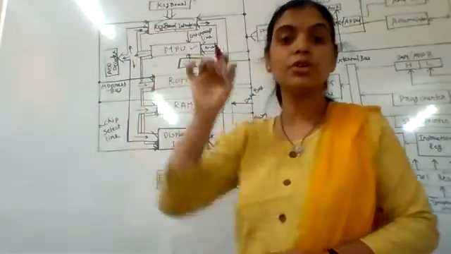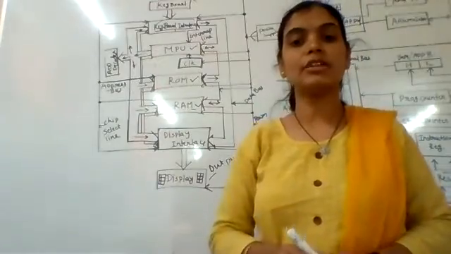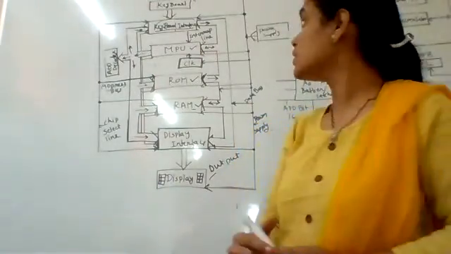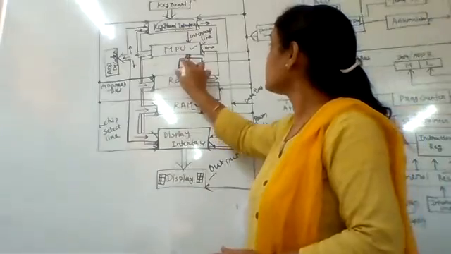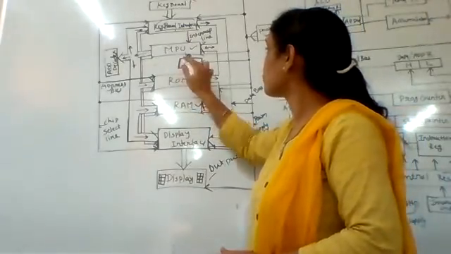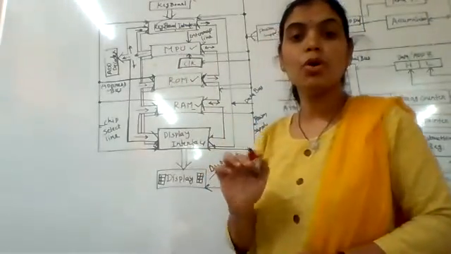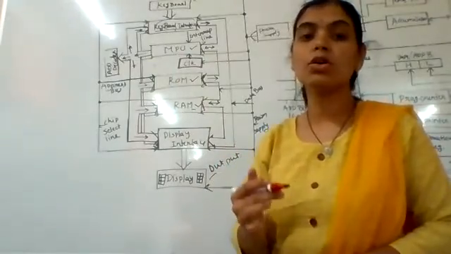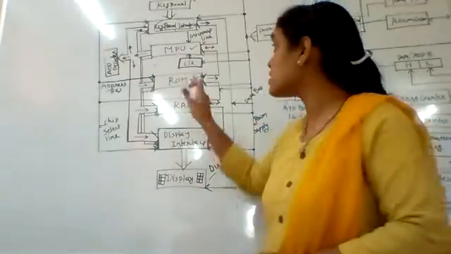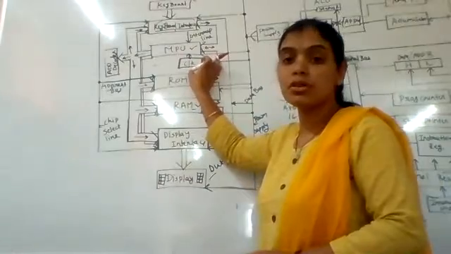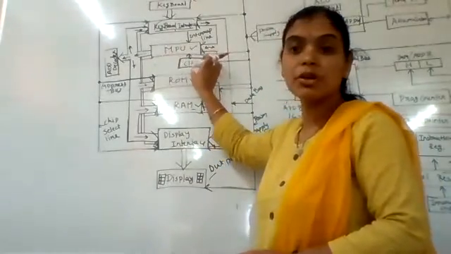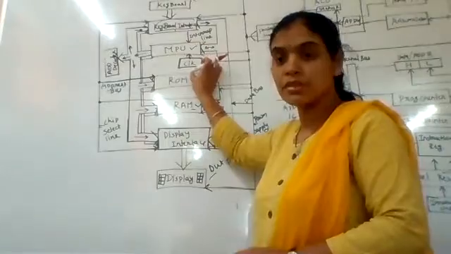Address decoder decodes the address and selects the proper chip device. Then the clock. Here the clock is connected to the MPU. The whole circuitry is synchronized with a clock. The speed of the system depends on the clock frequency.